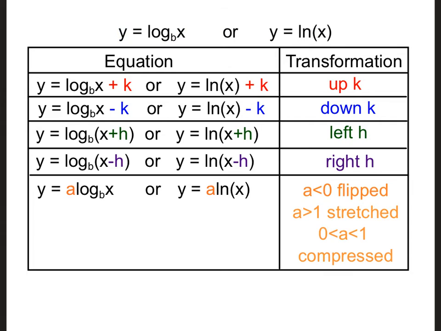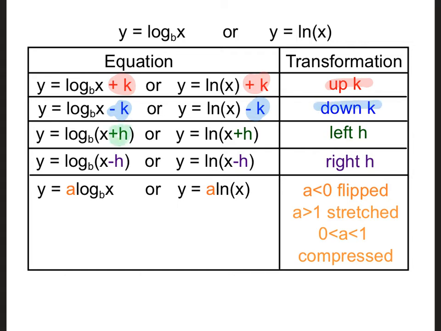You probably have this table in your notes already from before our very long break. But if you don't, I would copy this down into your notes. Essentially, it tells you how things move. If you need to pause and write this down and then press play and listen, that is probably a good idea. So if you have plus k on the end, that moves something up k. If you have a minus k, it moves it down k.